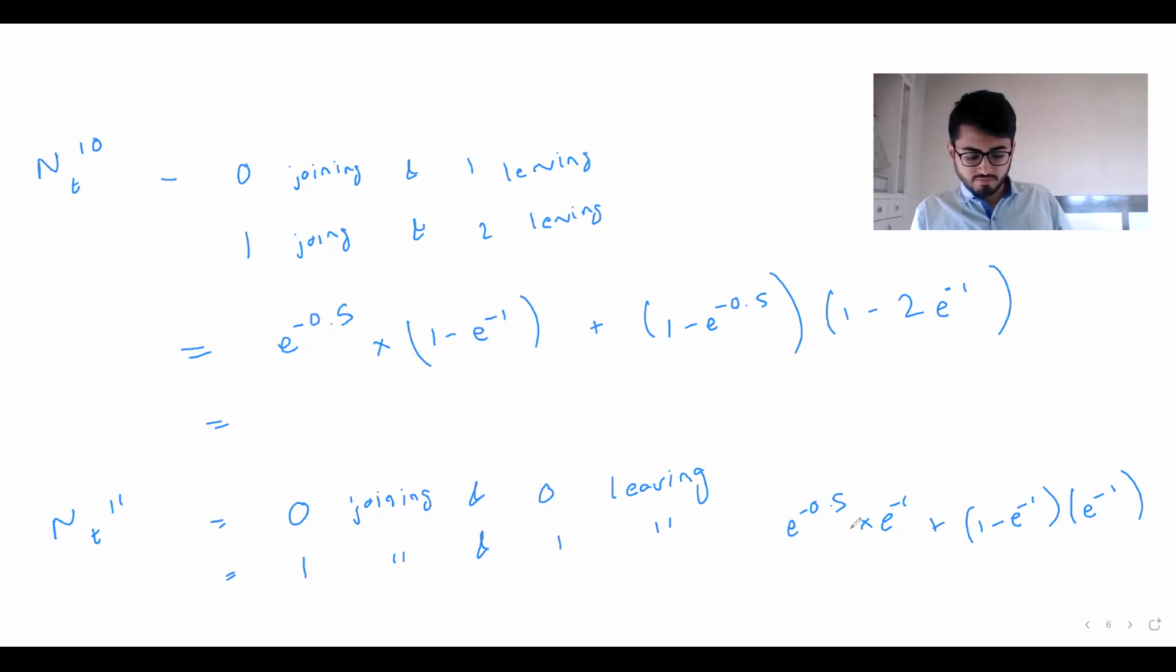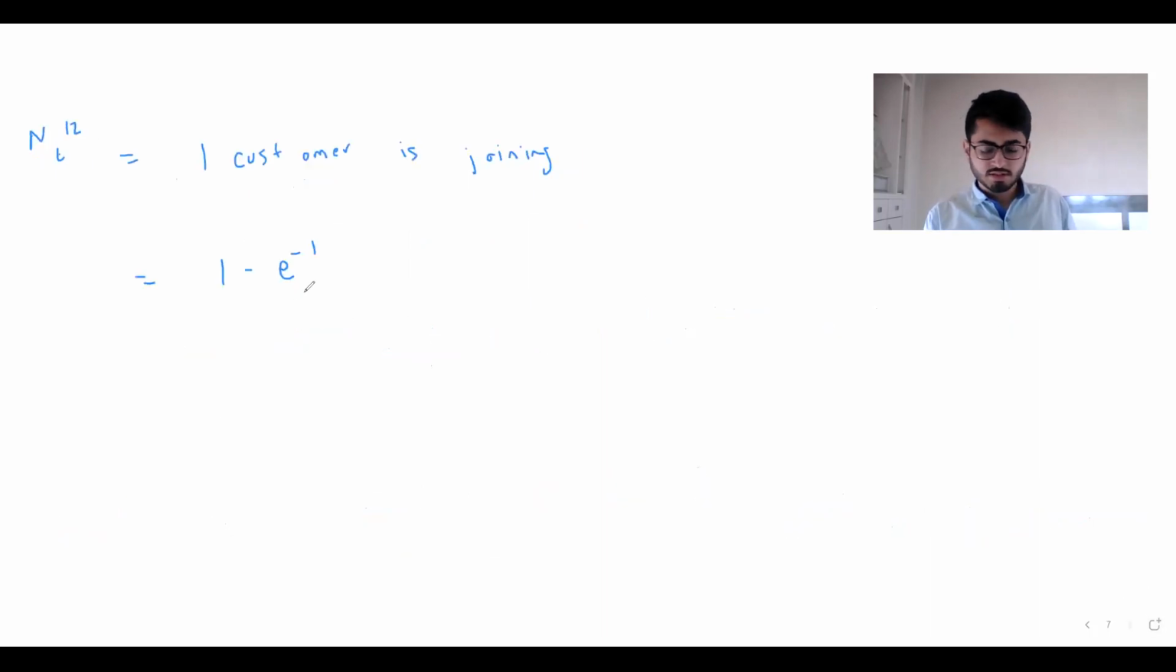0 joining and 0 leaving. If 0 have joined, so e to the power minus 1, and if 1 has joined 2, this will be again e to the power minus 1 over here. So NT11 is coming out to be 0.48, that is fine, and NT12 is 1 minus e to the power minus 1, which let me just quickly recalculate to check if I'm doing it correctly. No, one customer is joining. So this will be 1 minus e to the power minus 0.5. NT12, sorry, this is coming out to be wrong.